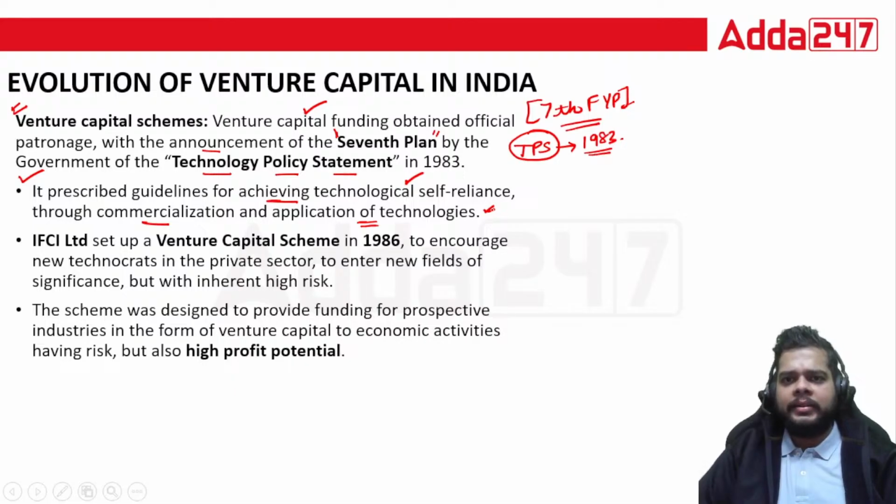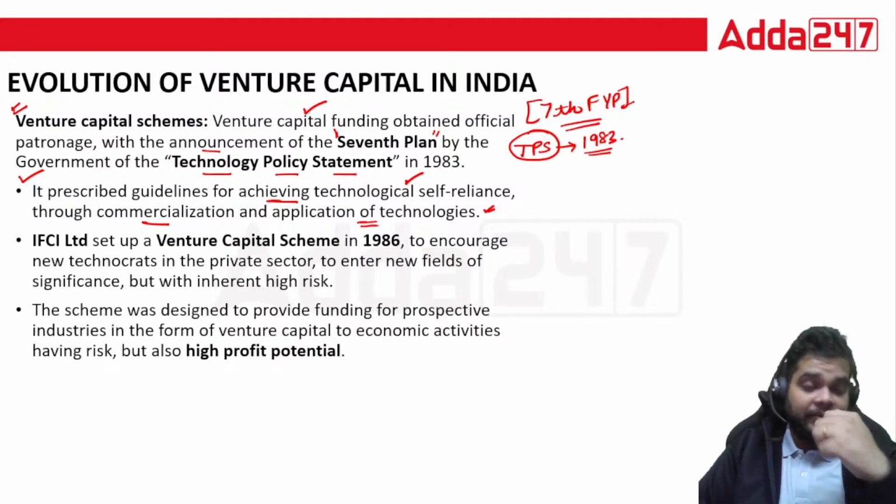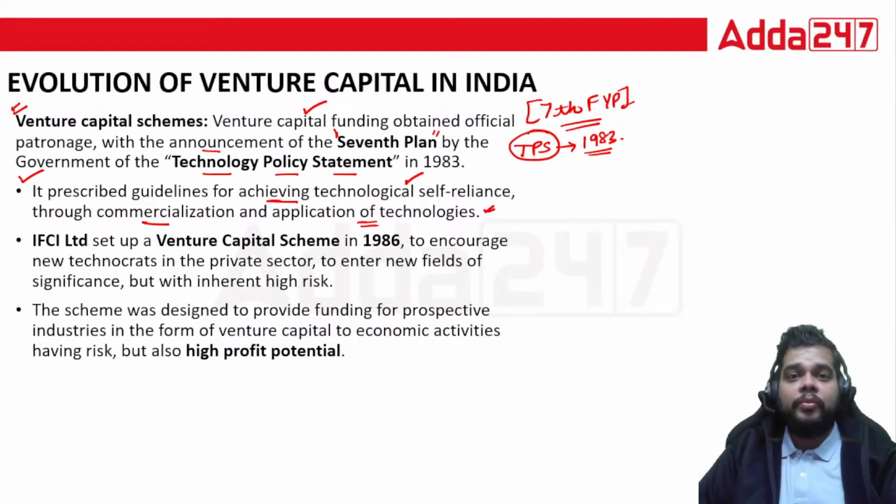So, as all of us know, the technological aspect of a particular industry is the first and foremost thing which the venture capitalists will see. So the application of technology, how it will help you expand your business, was the prime objective of these guidelines which were issued under the TPS in 1983. Then we have IFCI Limited.